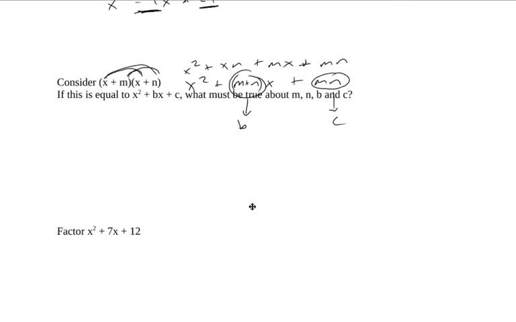So how this is useful is if I have something like x squared plus 7x plus 12, and I want to factor it, that means I want to write it as x plus m times x plus n. I want to write it in this form. But in order to know what these numbers are, the two numbers such that m plus n is equal to b, that's 7, and m times n is equal to c, that's 12. So I need to find two numbers whose product is 12, but whose sum is 7.